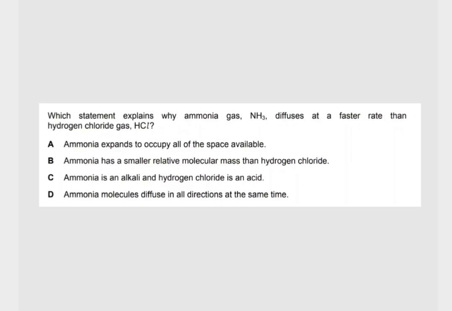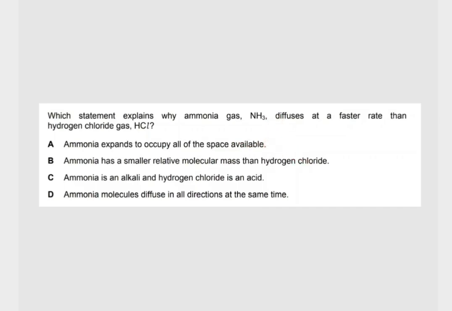Which statement explains why ammonia gas diffuses at a faster rate than hydrogen chloride gas? So there are two things that affect diffusion. One is temperature. Here temperature is not mentioned, so we assume it's happening at the same temperature. The second one is the relative molecular mass of the gases that we are comparing. So here there are two gases that we need to look into. NH3 has a mass of 17 grams per mole, and HCl has a mass of 36.5 grams.